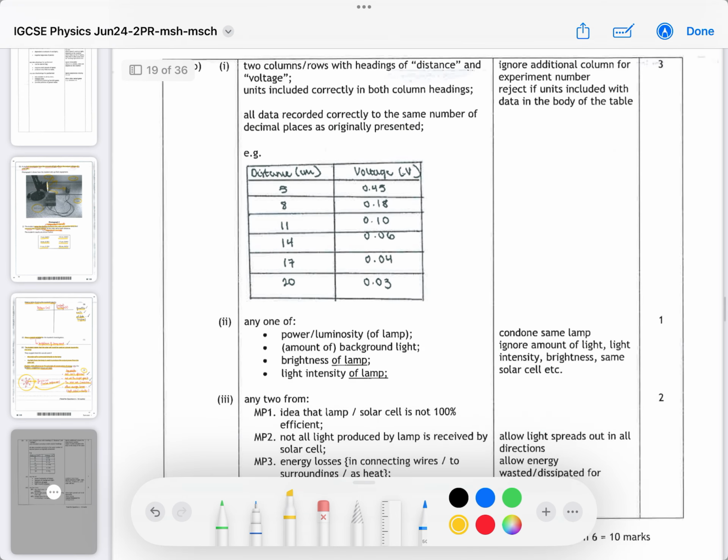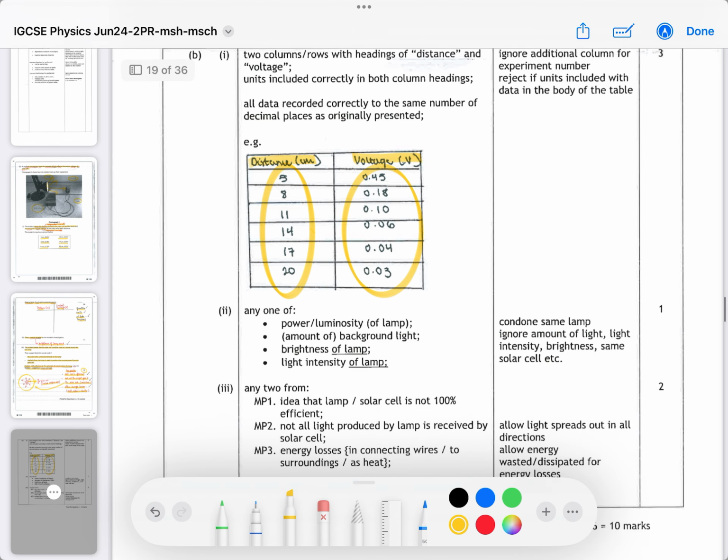How you tabulate it: distance in centimeters, voltage in volts, with a consistent number of decimal places here. Key point: there were no decimal places there. The student could have measured it more accurately. He could have put, I've measured it 5.0. He could have shown that. That would have been an improvement. They haven't gone through evaluation, but that could have been an evaluation point.